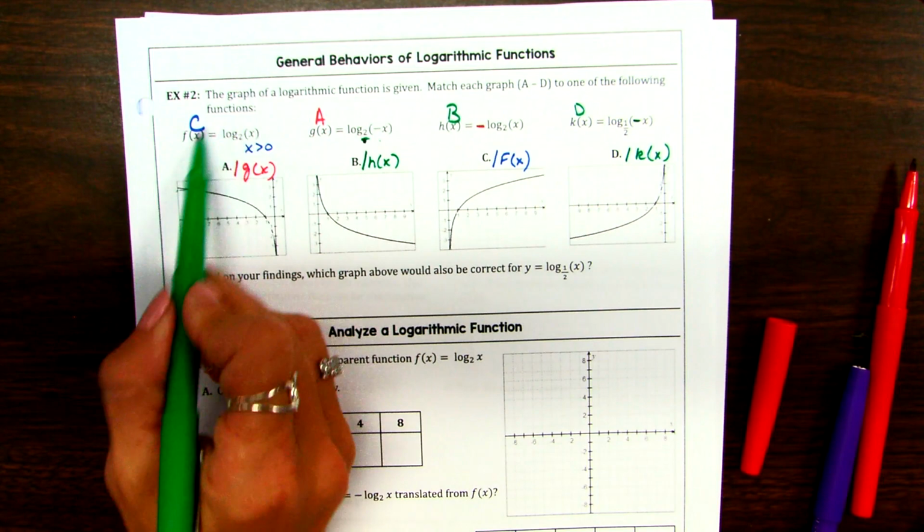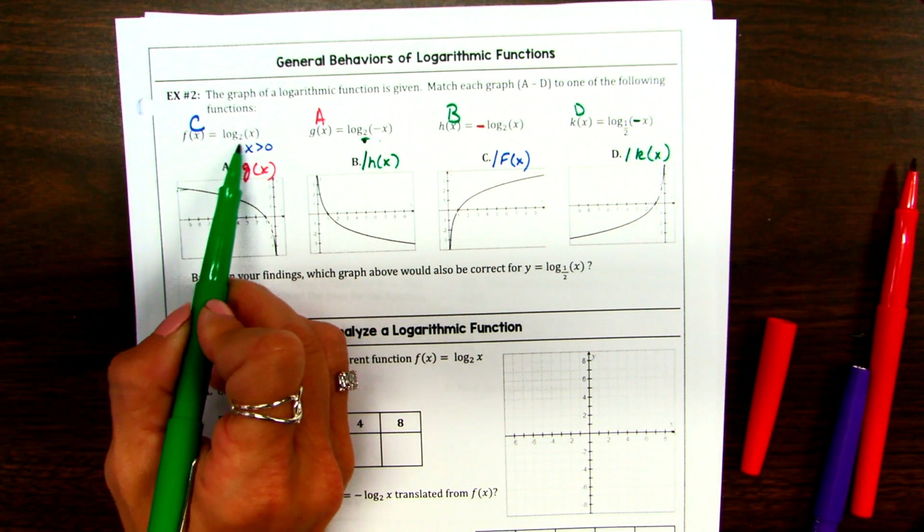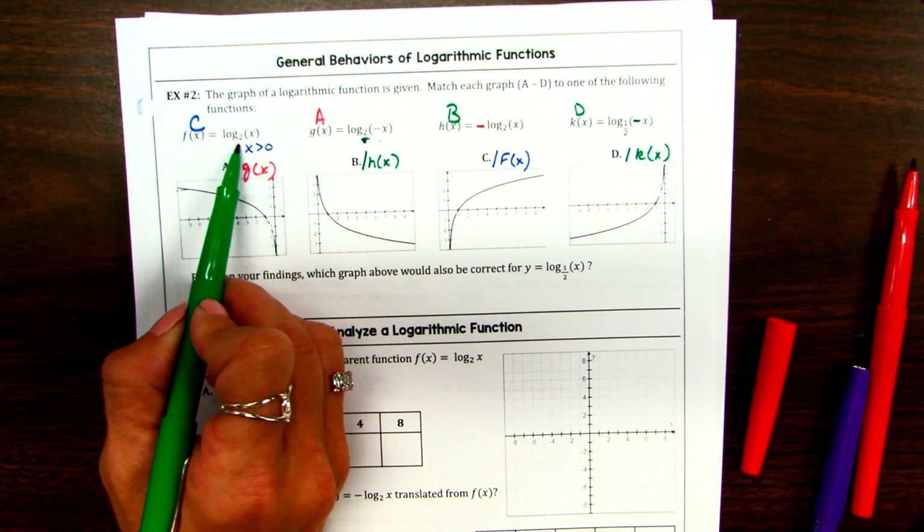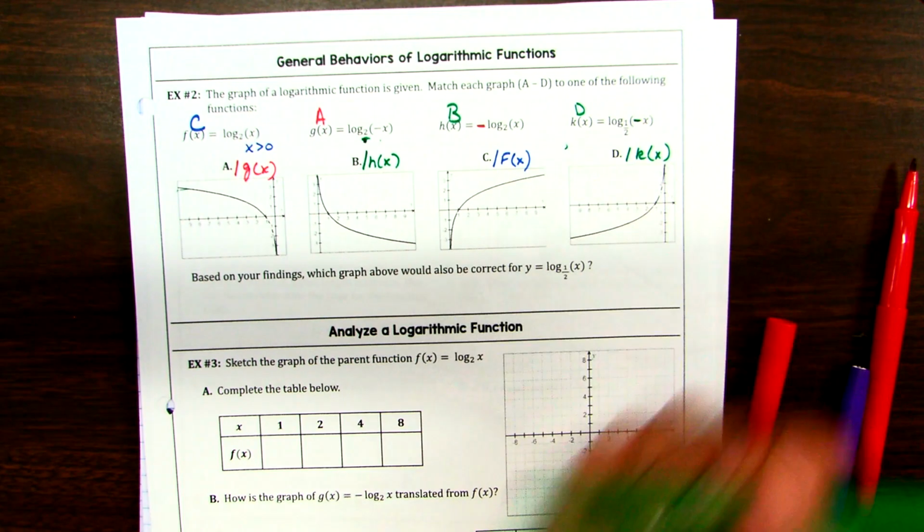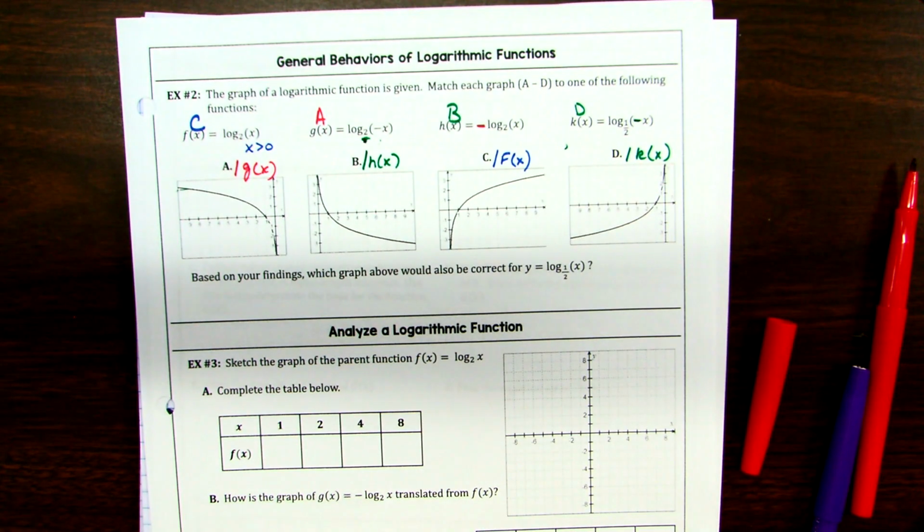It worked for this one because it was the only one that didn't have a negative in it. B is greater than 1, so it's showing growth or increasing. So yeah, sometimes I have to use other parts of the function to kind of match it up. And that right or left of the asymptote is a really good way of doing it. Okay. So those can be confusing.